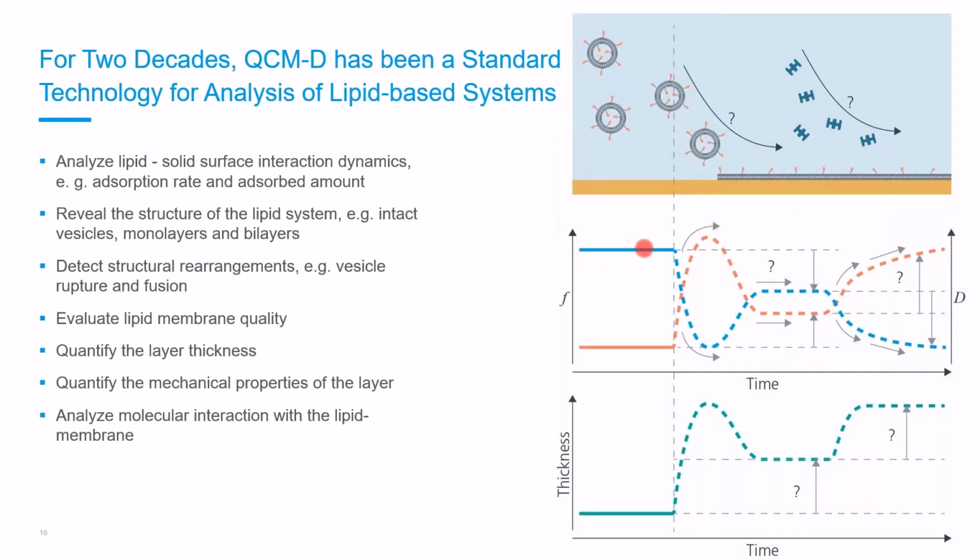And then you can follow, with the frequency and the dissipation, the attachment of the vesicles, the rupture of the vesicles, and the binding of these molecules. So you can get information about thickness as a function of time, viscosity, and elastic shear modulus. This is a nice and powerful tool to evaluate the membrane quality and formation of the lipid membrane.